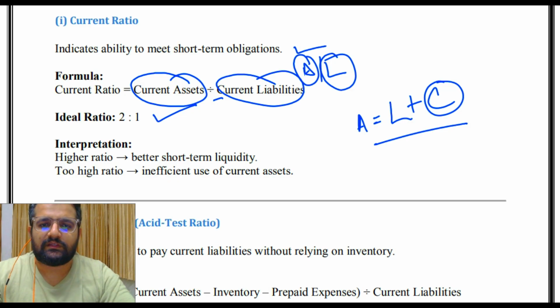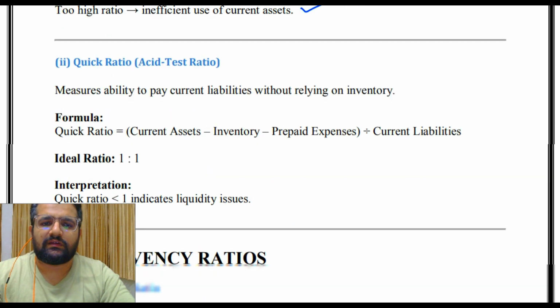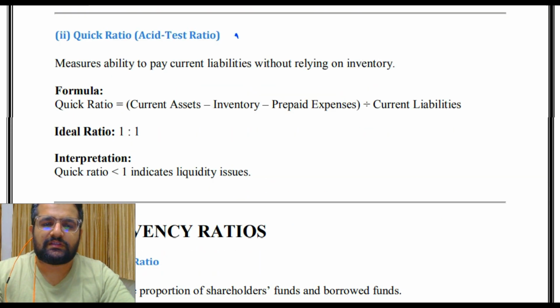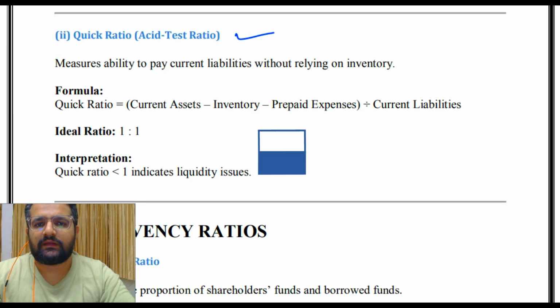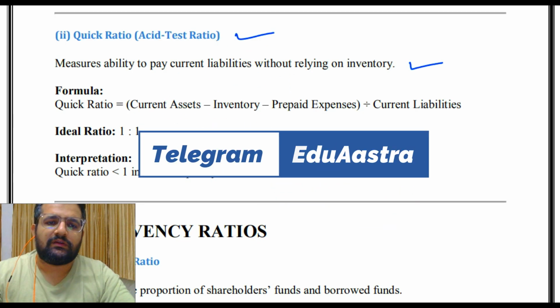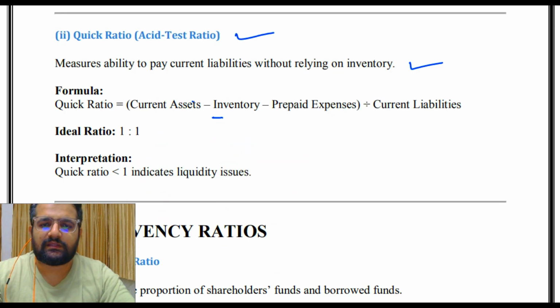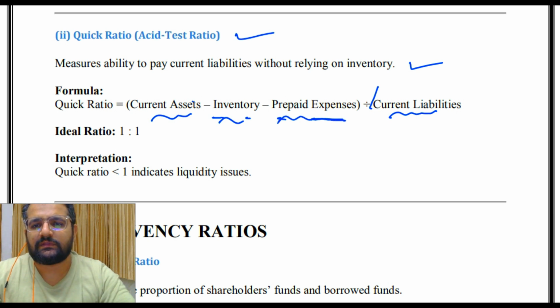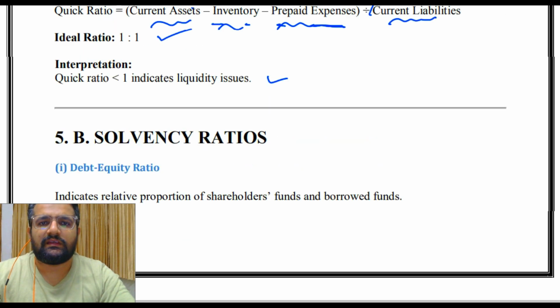Then ideal ratio is 2:1. Interpretation: higher ratio, better short-term liquidity. Too high a ratio, inefficient use of current assets. Then quick ratio, or acid test ratio, measures ability to pay current liabilities without relying on inventory. Formula: quick ratio is current assets minus inventory minus prepaid expenses divided by current liabilities. Okay, what is it? Current assets minus inventory, minus whatever prepaid expenses there are, and then divide all of that by current liabilities. Ideal ratio is 1:1. Interpretation: quick ratio less than 1 indicates liquidity issues.